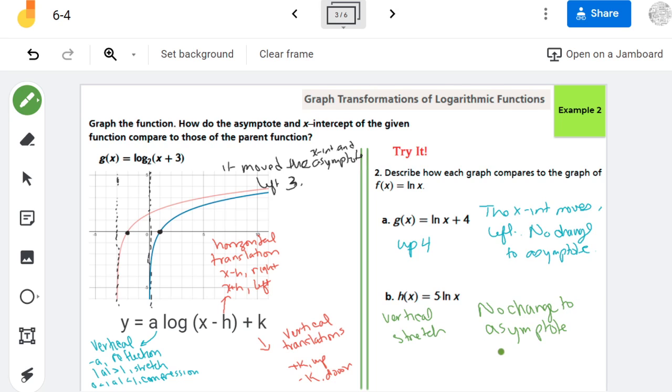It's also not going to change the x-intercept, because when we stretch something, what we're doing is we are stretching it away from the axis. And so when I'm stretching away from the axis, it's not going to change the point that's directly on the axis.